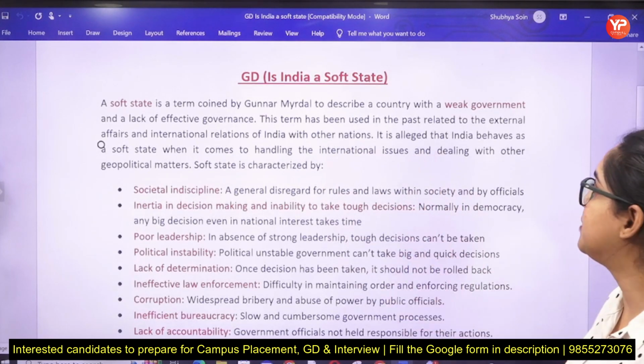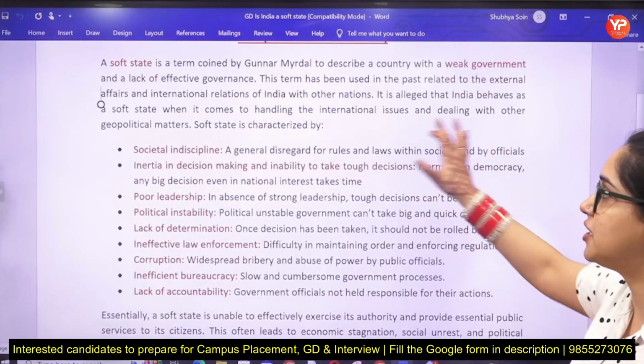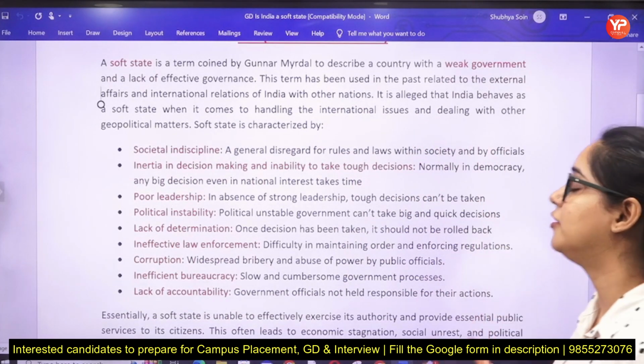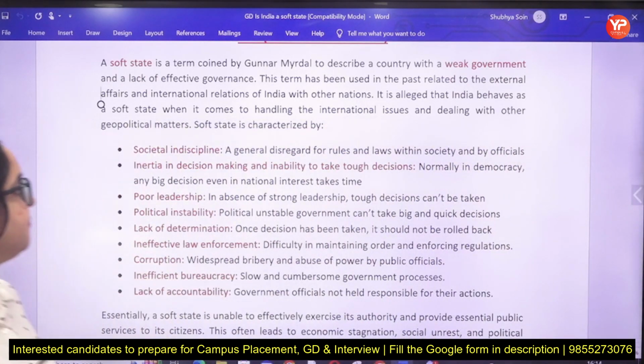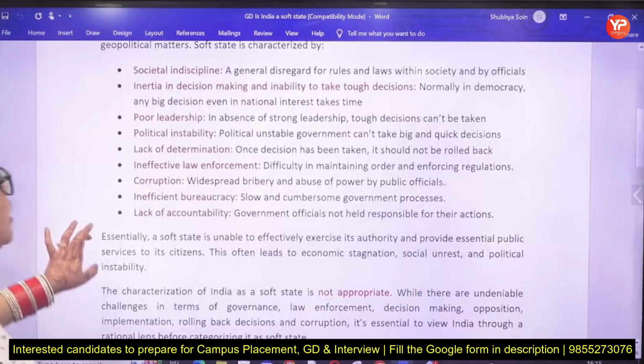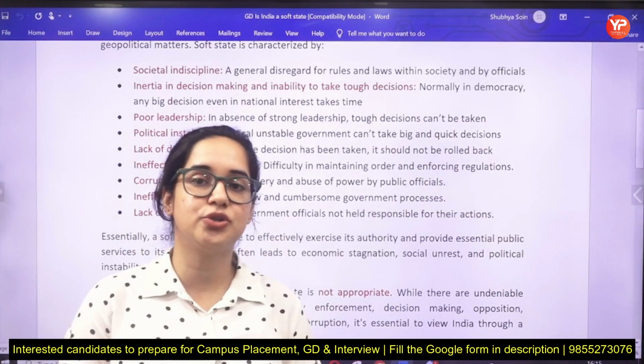This term has been used in the past related to the external affairs and international relations of India with other nations, because recently this term is used quite massively. It is alleged that India behaves as a soft state when it comes to handling international issues and dealing with geopolitical matters. And now, what does this soft state actually comprise?